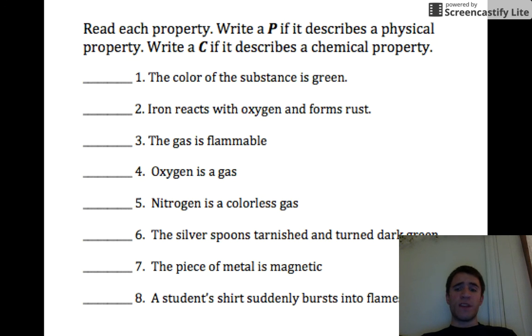To finish up this section of your notes, you're going to look at these 8 statements and write whether it's a physical or chemical property next to it. Once you get all your guesses in, raise your hand and ask Mr. Filsick to come over so you can check your work and make sure you're on the right track.